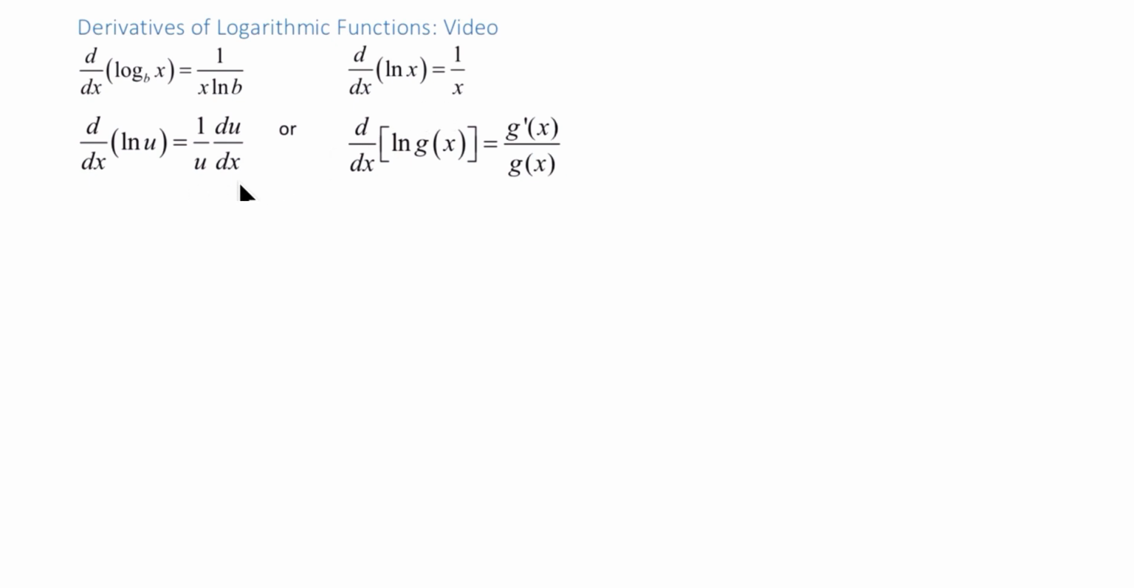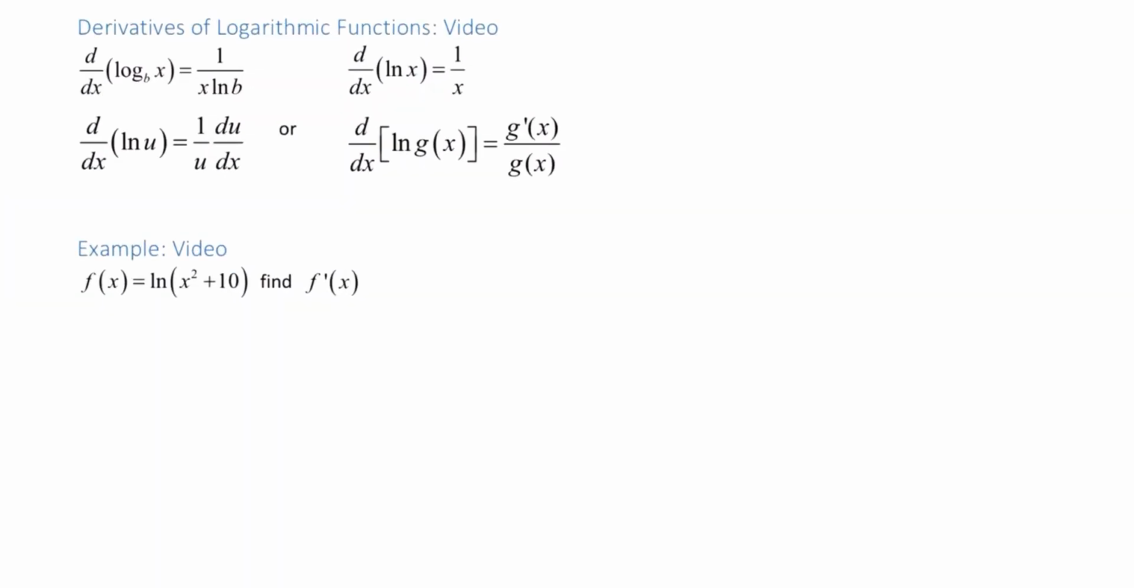And then the two rules below that include the chain rule. So if the logarithm's argument is not simply x like we see above, if it's the natural log of a function, we need to remember to multiply by the derivative of that function.